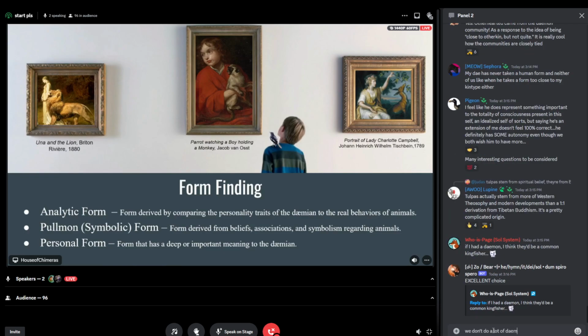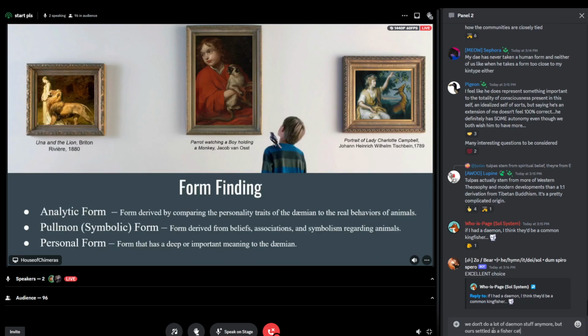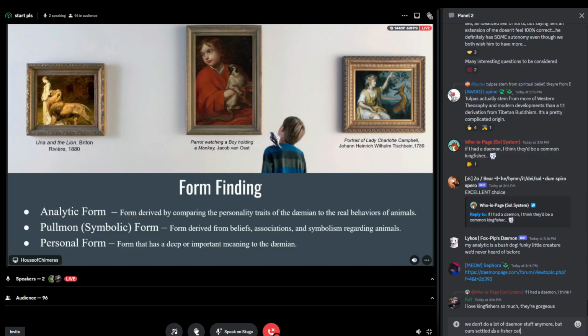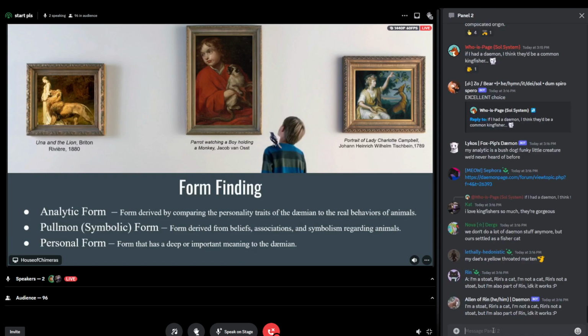Another popular method is the Pullman form. This is also sometimes called the symbolic form. This is a form derived from cultural beliefs, common associations, and symbolism regarding an animal, and comparing that to the daemon's interests, talents, goals in life, roles in society, or similar. For example, one aspect of an owl form would be an interest in or career in knowledge and wisdom.